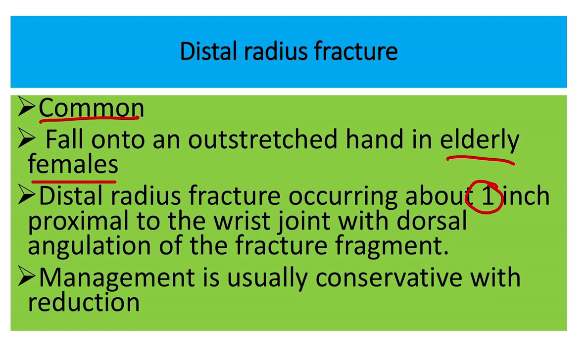So when a patient falls on an outstretched hand and there is dorsal angulation of the fracture, in this condition the distal radius may usually be managed conservatively. The names of the fractures are usually Colles and Smith's. So these names are also important, the Colles and Smith's fracture. These two are important. These fractures occur in the distal radius and they are managed conservatively.